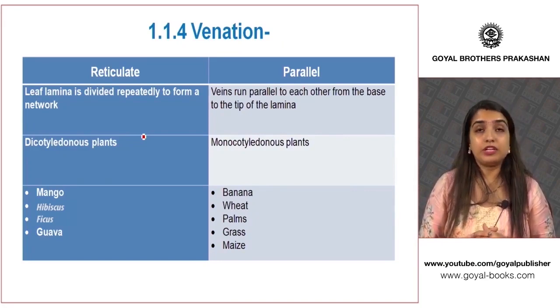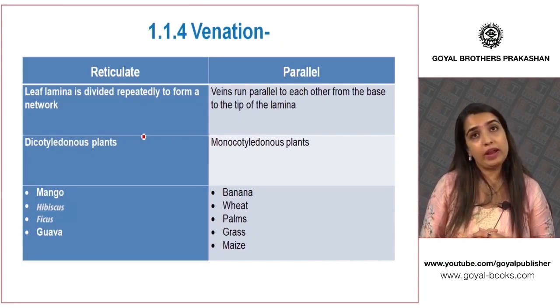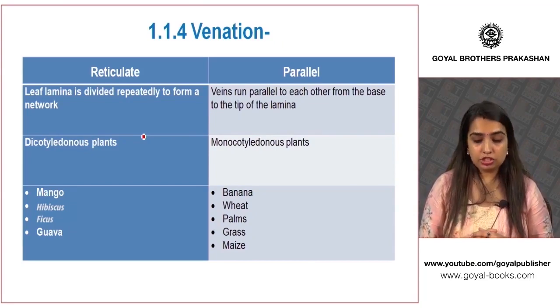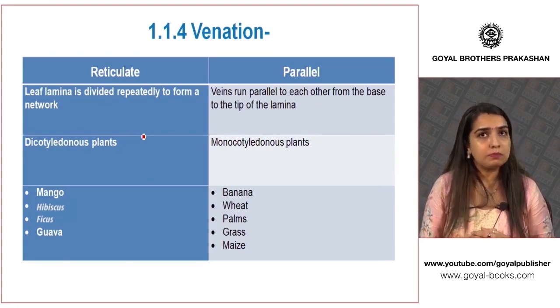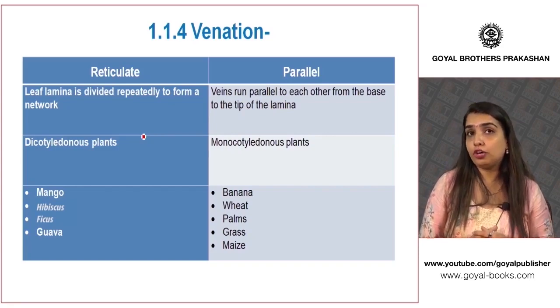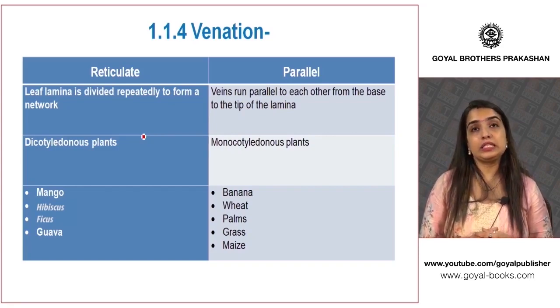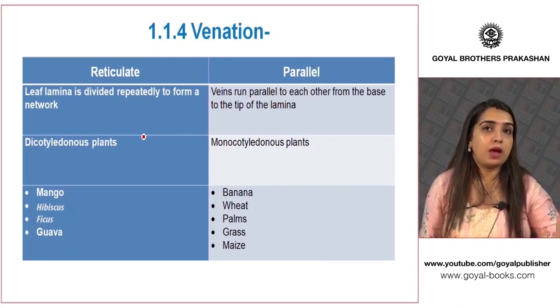Certain examples of reticulate venation are mango, hibiscus, ficus, and guava, whereas for parallel venation we have banana, wheat, palm, grass, and maize. We of course have many more examples. I request you and suggest that you do look them up for your information and understand these in a better way.